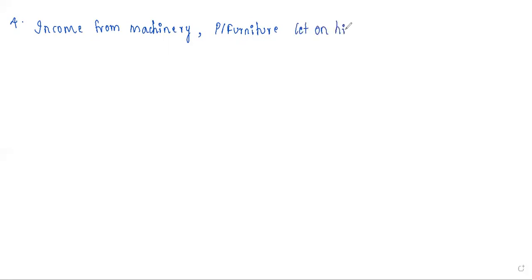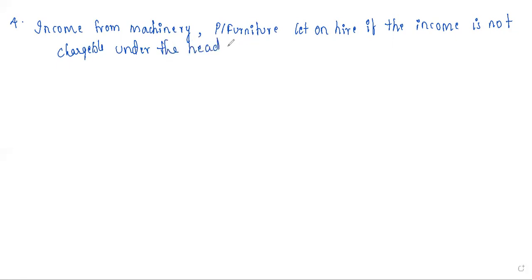Next, income from machinery. Fourth point: income from machinery, plant or furniture, let on hire, if the income is not chargeable under the head PGBP. This will come under which head? Machinery, furniture. Yesterday I taught you. PGBP.